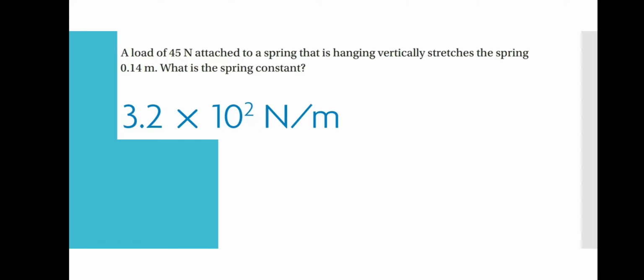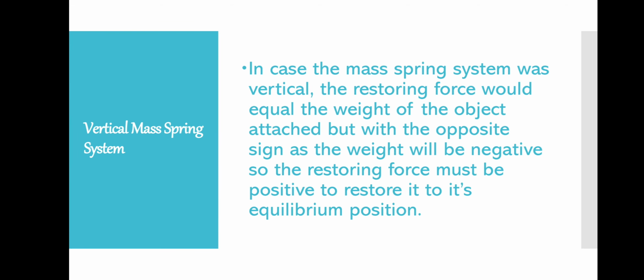So here is an example in order to ensure that you understood very well. A load of 45 newtons attached to a spring that is hanging vertically stretches the spring 0.14 meters. What is the spring constant? As we know, F equals negative kx. We have the force and we have the displacement in meters, so we could just divide the force by the displacement, and then we're going to find the spring constant, which is 320 newtons per meter.